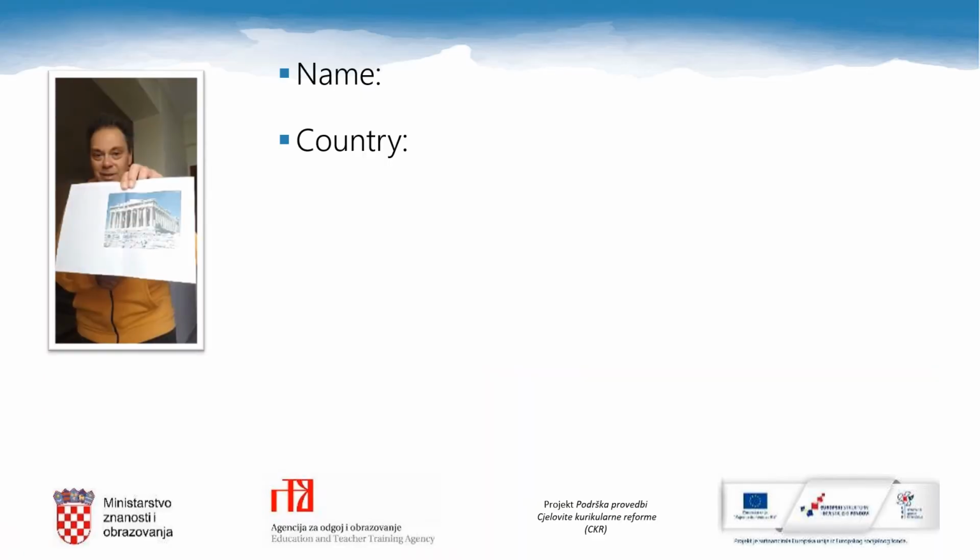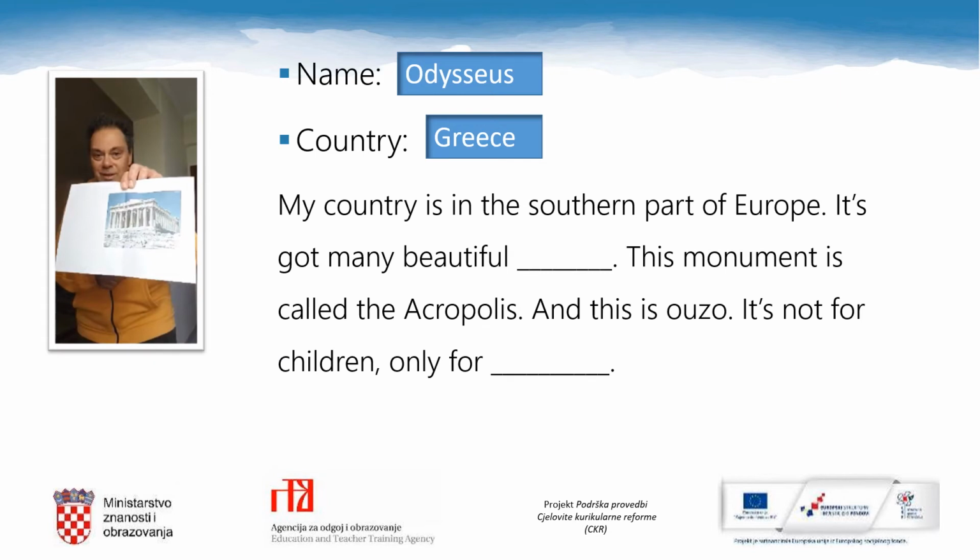So what is his name? It's Odysseus, and he comes from Greece, of course. And this is what he said. My country is in the southern part of Europe. It's got many beautiful islands. This monument is called the Acropolis, and this is Ouzo. It's not for children, only for teachers. Great. Next.